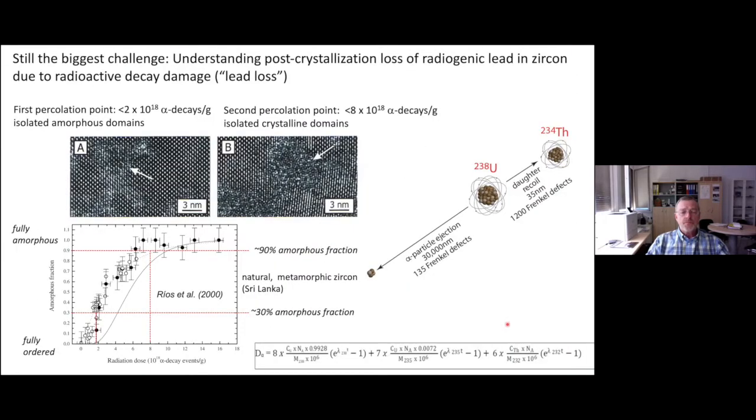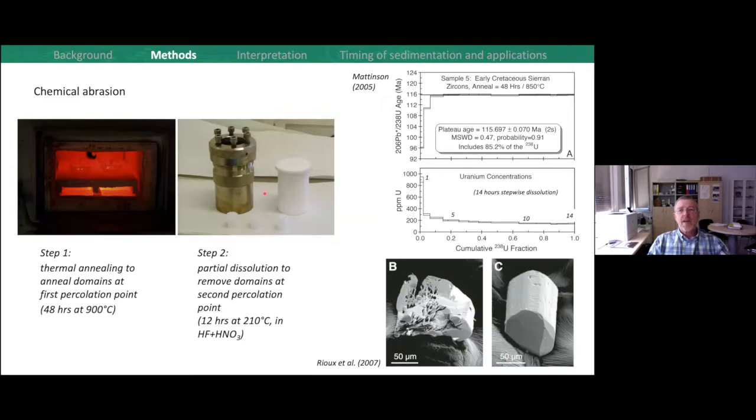So what we have to do now, because we always find such areas in our zircons: how can we solve this problem? How can we get rid of such domains in our zircon? So that's the chemical abrasion.